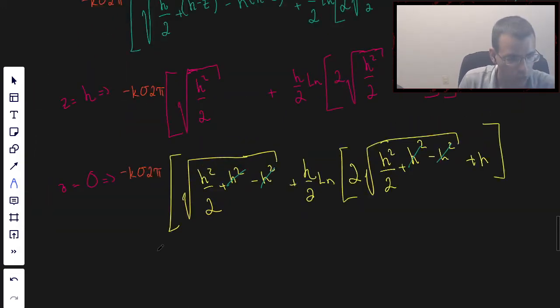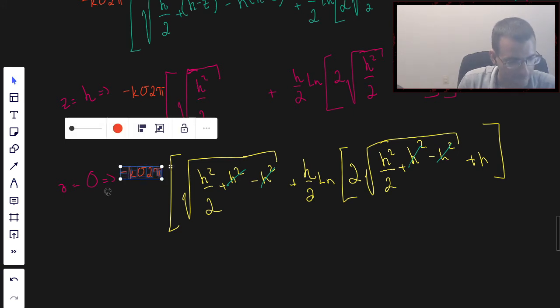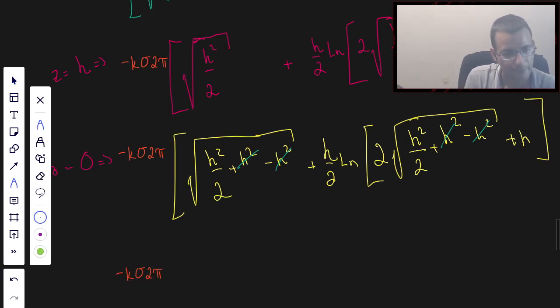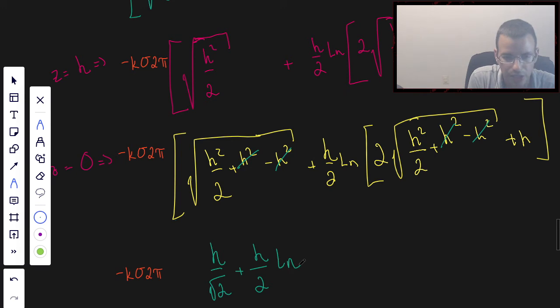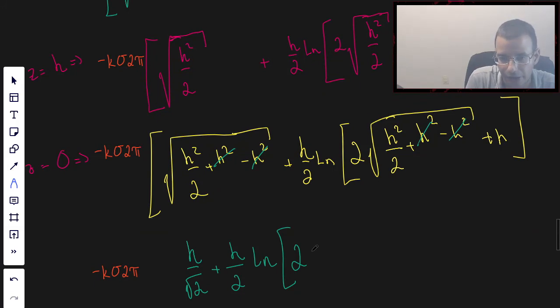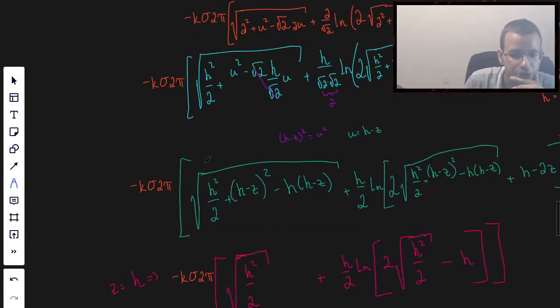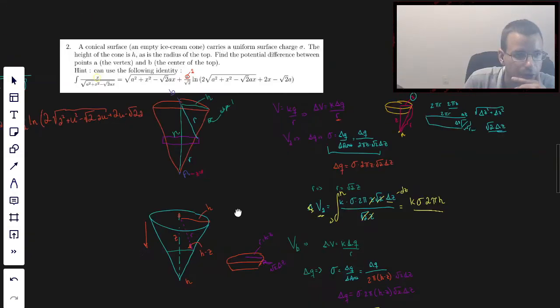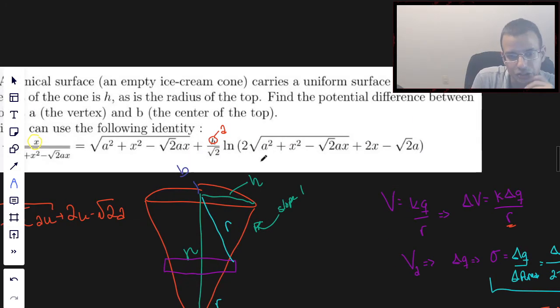I'm going to rewrite this once just for clarity. And this gives us the square root of h squared over 2, which is going to be h over square root of 2. Plus h over 2, natural log of 2, and it's going to be h over 2. Let's see, does that 2 cover both of those or just one of them? Let me check on the formula real quick, our identity. So that 2 covers just the first portion, just the square root.